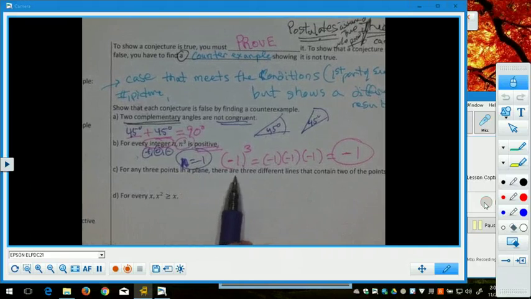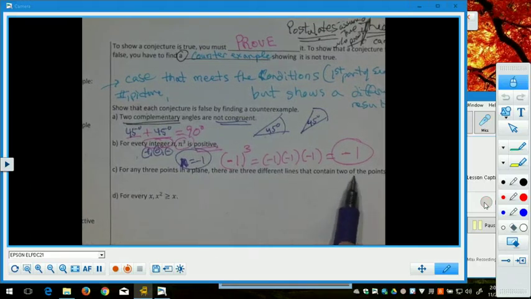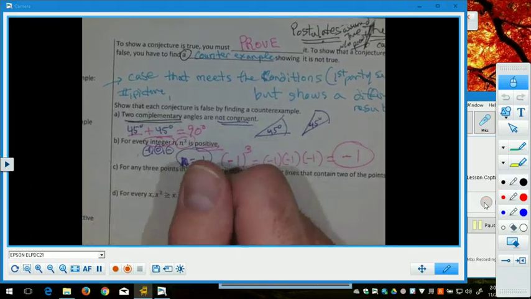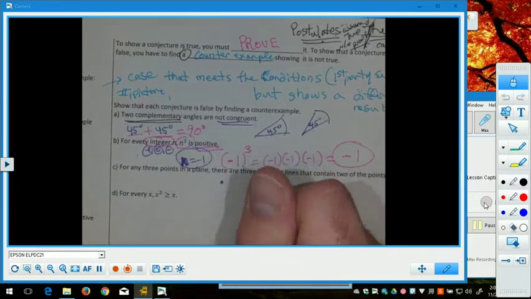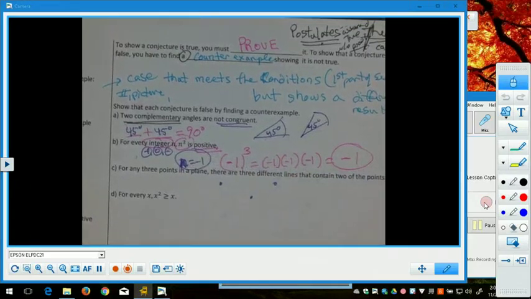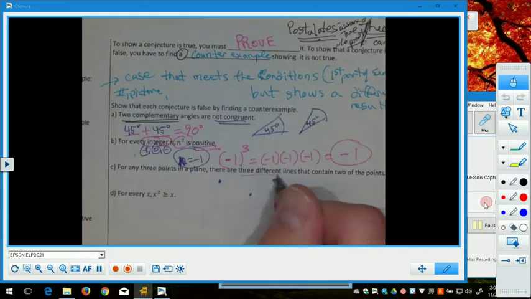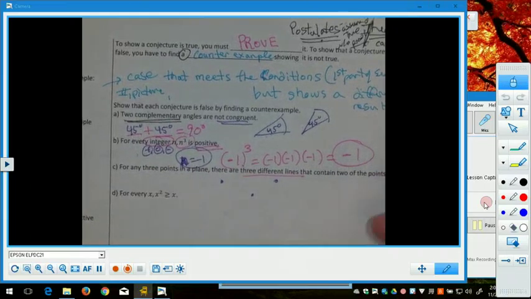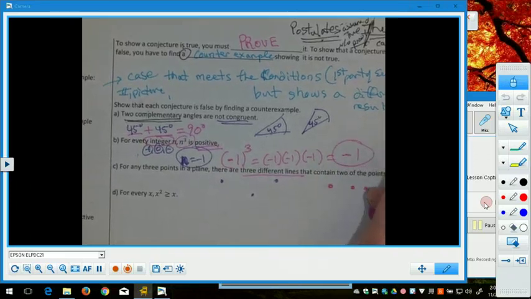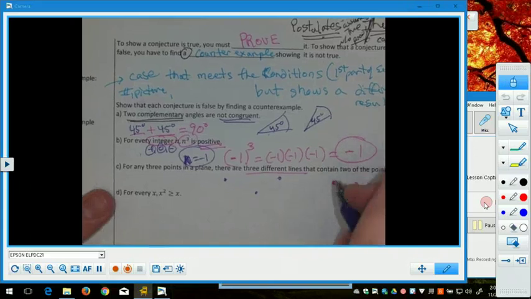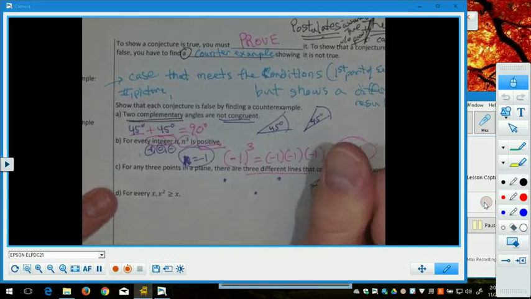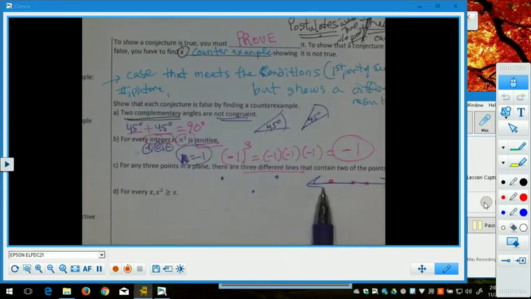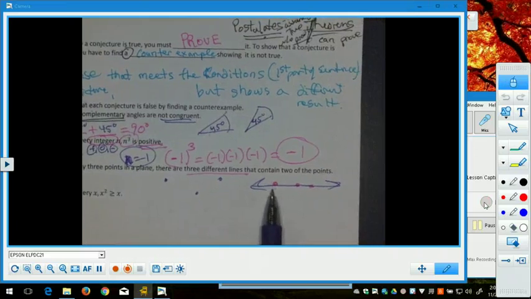For any 3 points in a plane, there are 3 different lines that contain 2 of the points. Well, I drew it that way, but I don't have to make them non-collinear. Right now it's true. So let me make them collinear. And they're all in a plane, but I can only make one line.